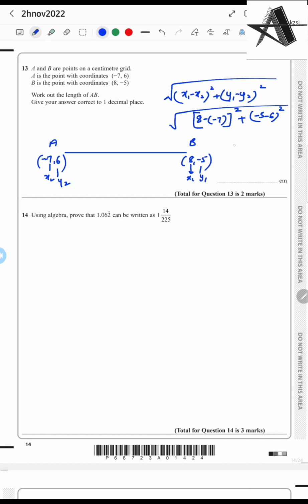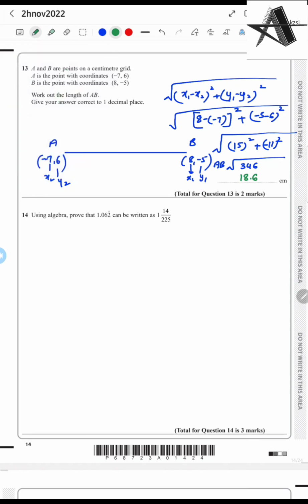So 8 plus 7 is 15, whole squared, plus -11 whole squared, and root of it. So this is going to be the root of 346, and the root of 346 is 18.6. So you can say the answer is 18.6. This is one way. The second way is actually the same thing.